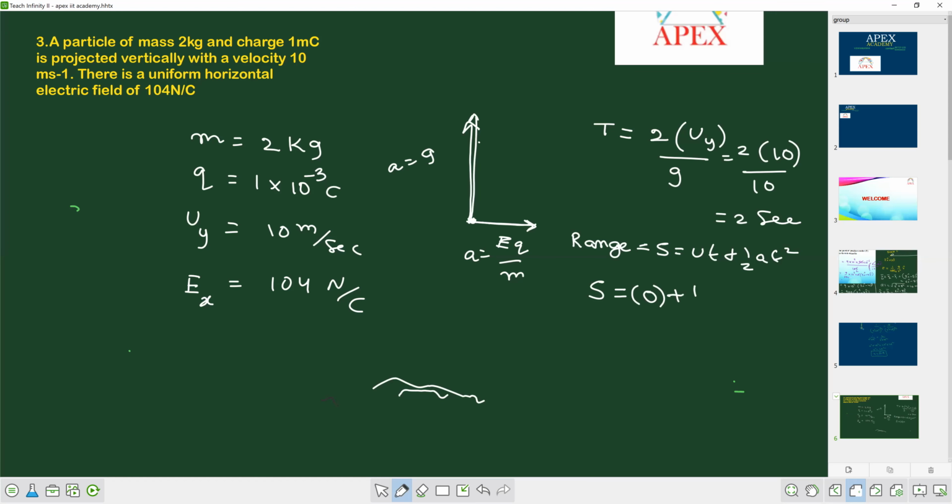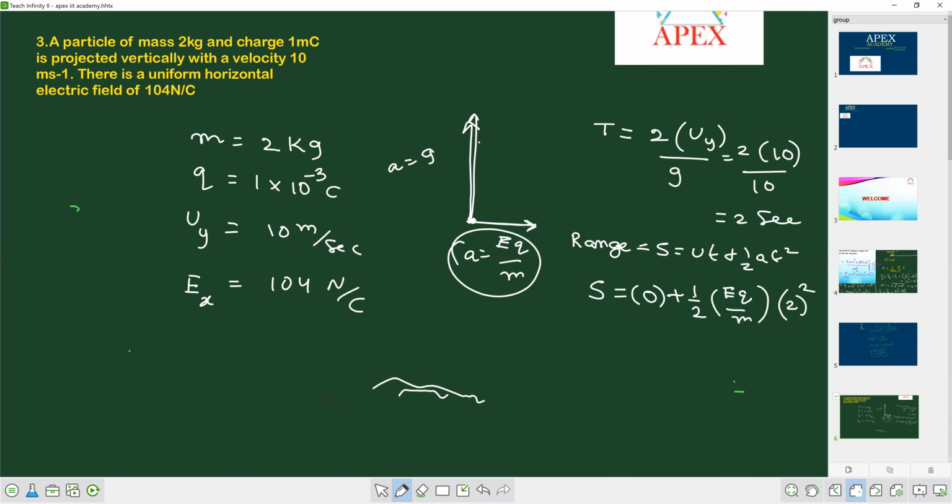Plus half into, what is the acceleration? Along the horizontal, acceleration is EQ by m, into, for how much time does it travel? For how much time will the particle be in air? While it is going up and coming down, that much time the particle will move forward. So what is the time? Time of flight we calculated as 2 only, so into 2 square.